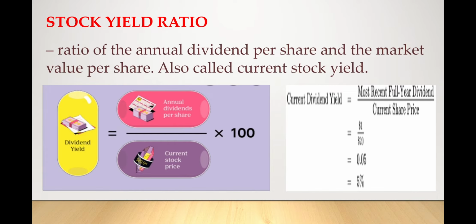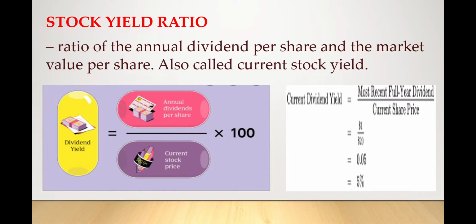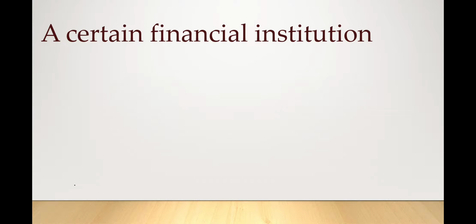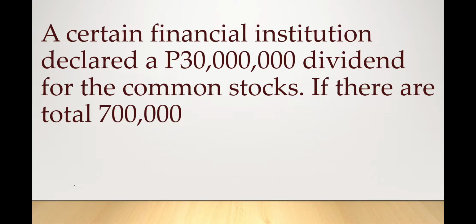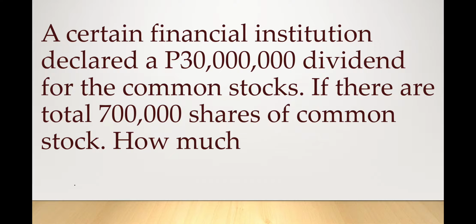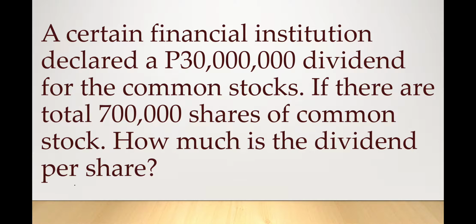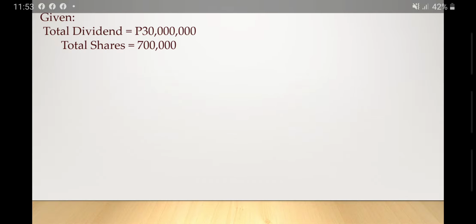Stock yield ratio is the ratio of the annual dividend per share and the market value per share, also called current stock yield. That is, the dividend yield is the annual dividend per share divided by the current stock price times 100. For example, a certain financial institution declared a 30 million dividend for the common stocks. If there are a total of 700,000 shares of common stock, how much is the dividend per share?